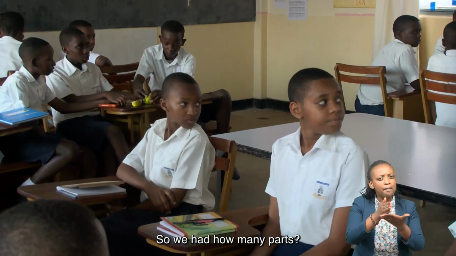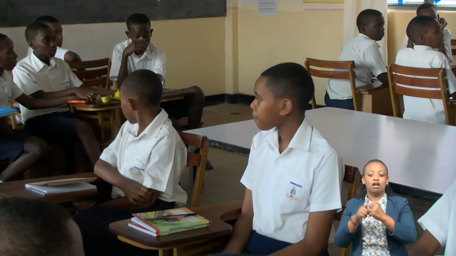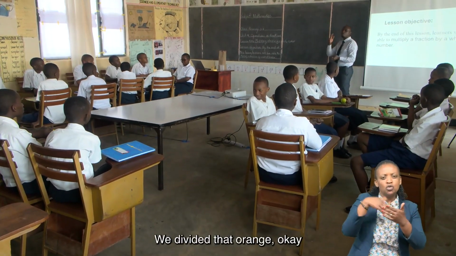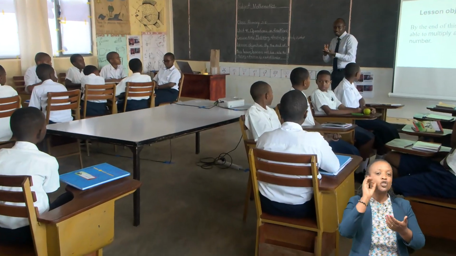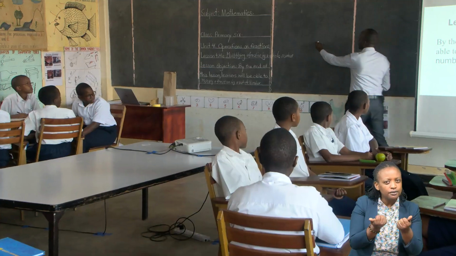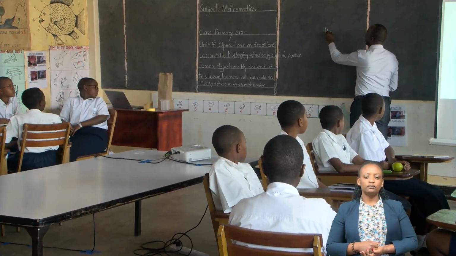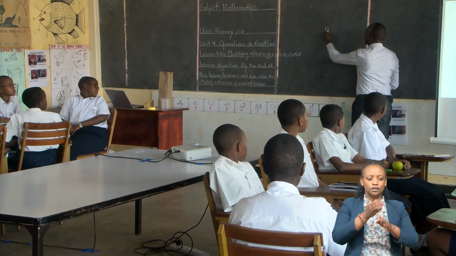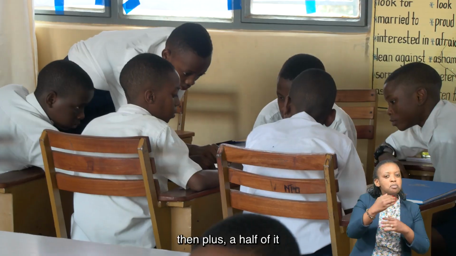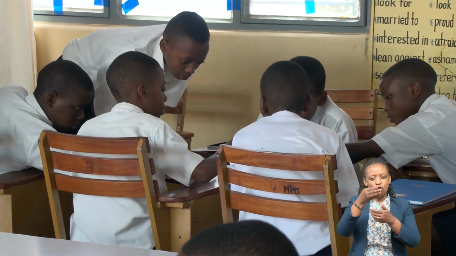So we had how many parts? There were 6, right? The total parts were 6. We divided that orange from a whole orange. We had 4 parts. That is the whole orange. Then plus a half of it, that is 4 and a half oranges.